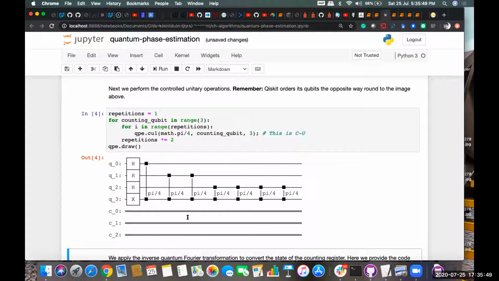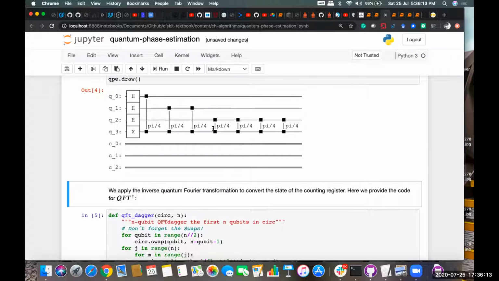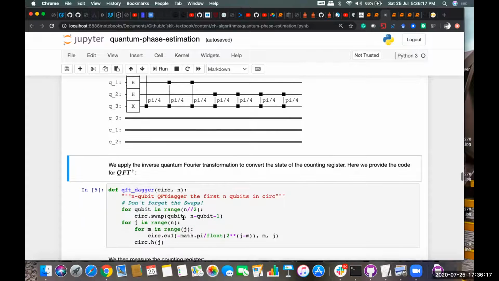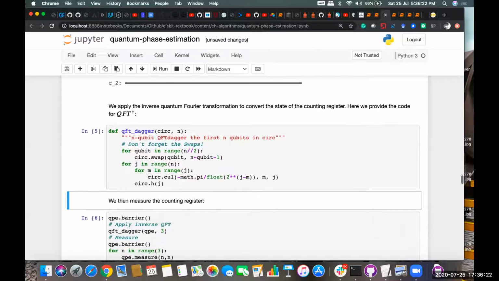so these are the control unitary operations, the first being from qubit 0 to Q3. Similarly, the second unitary operation, which you can see, is the control unitary gate from Q1 to Q3, and the last one is from qubit 2 to Q3. Okay. Then once we have applied the control unitary gates on this circuit, in the next step we have to apply the quantum Fourier transformation.